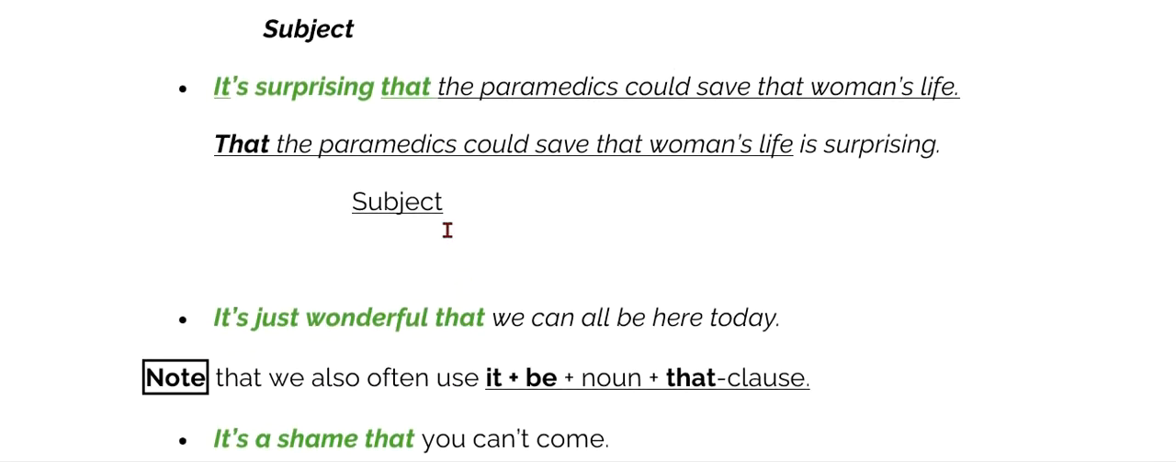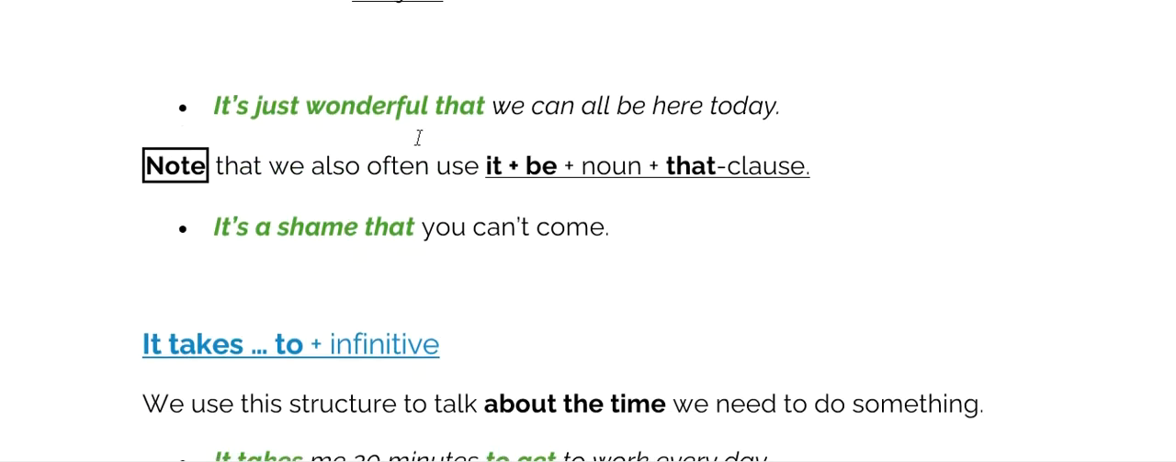Another example. It's surprising that the paramedics could save the woman's life. We don't say that the paramedics could save the woman's life is surprising. Very long subject. Start with it. It's just wonderful that we can all be here today.